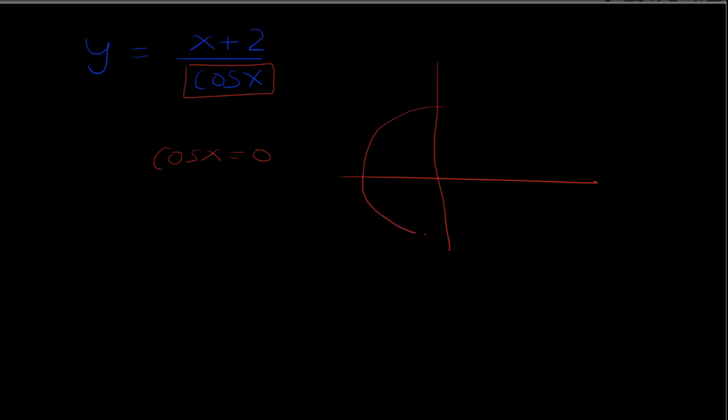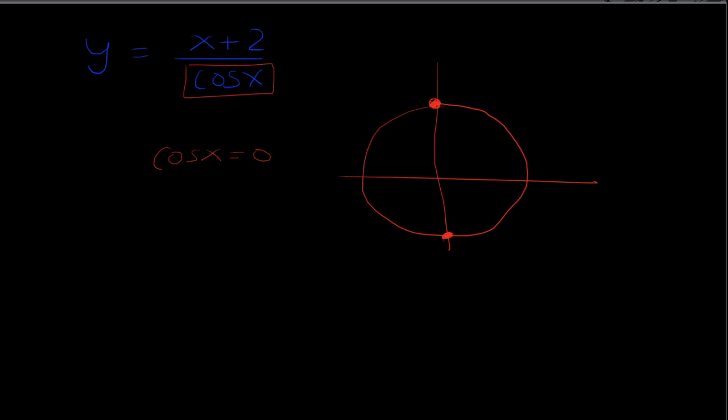Now what happens if we have cosine in the denominator? Well, first, x plus 2 is good. They'll never give us any issues in the numerator. So we'll look at when cosine is equal to 0. Okay, so here's a cool little way of doing it. If we look at the unit circle, cosine is 0 at pi over 2 and 3 pi over 2.